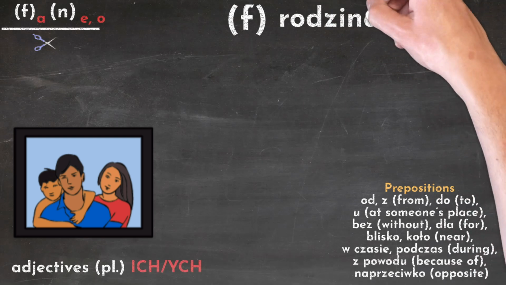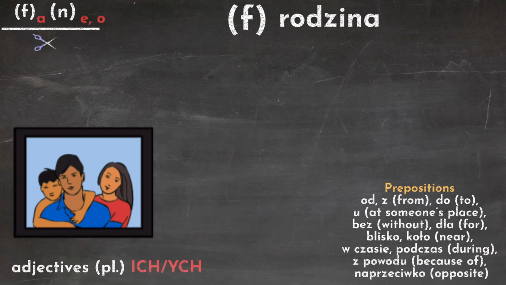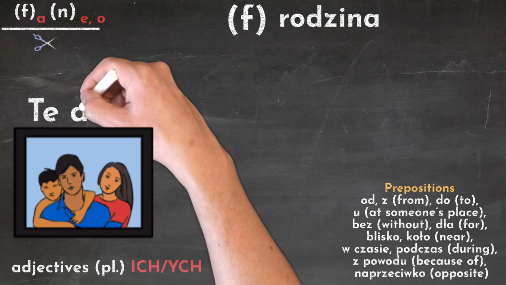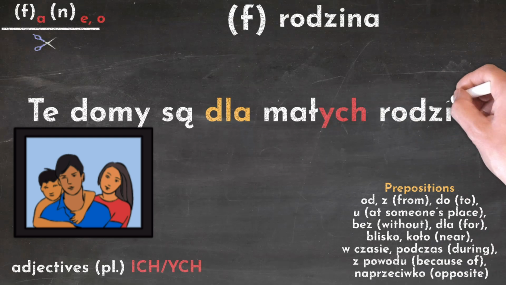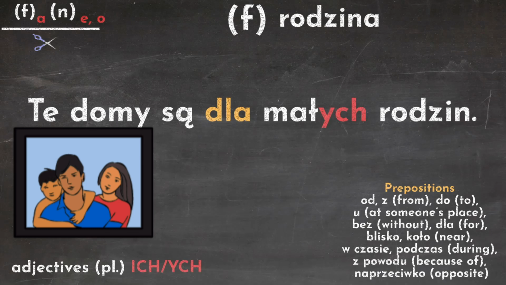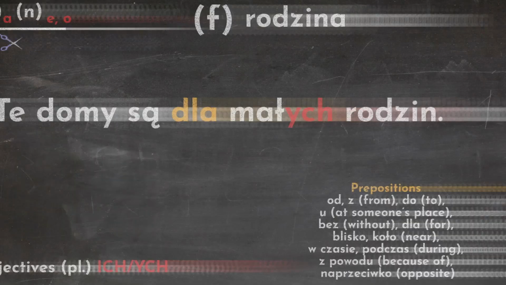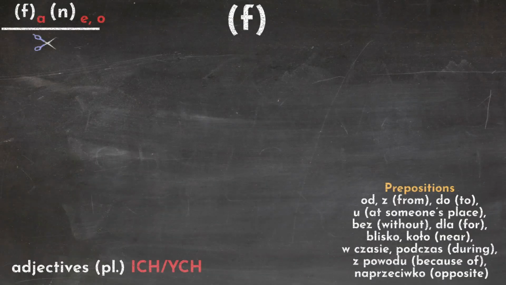Rodzina. It will become rodzin. Te domy są dla małych rodzin. Rodzina will lose the vowel when pluralized in the genitive case. Dla małych rodzin. Next one. Kobieta.